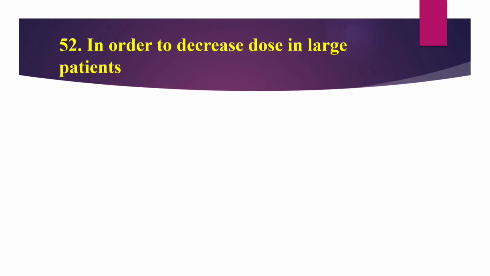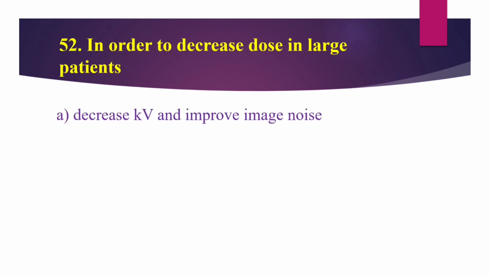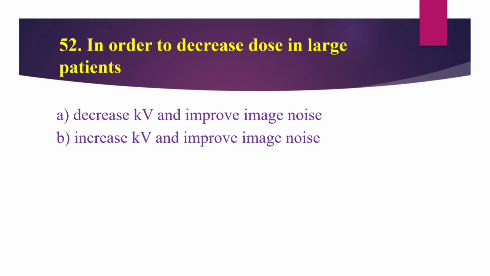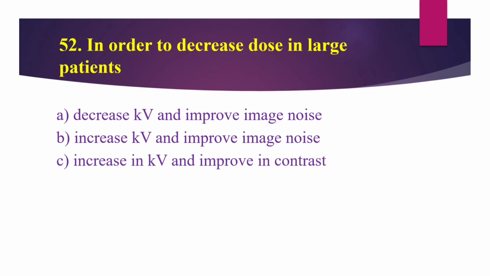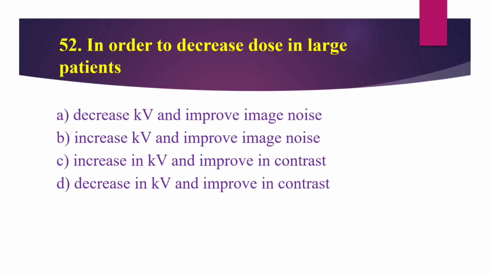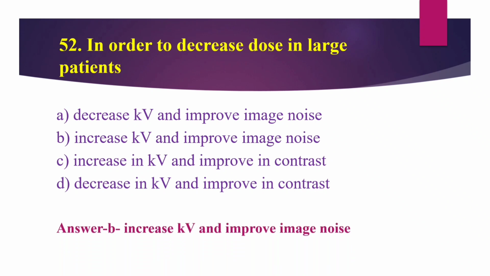Moving on to the next question, question number 52. In order to decrease dose in large patients, option A, decrease kV and improve image noise. Option B, increase kV and improve image noise. Option C, increase in kV and improve in contrast. And option D, decrease in kV and improve in contrast. The answer is option B, increase kV and improve image noise.